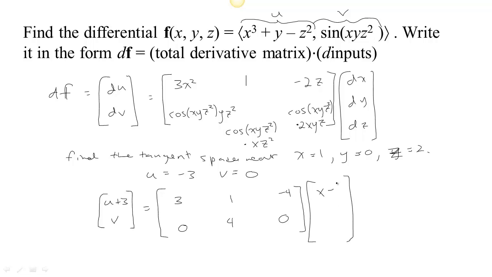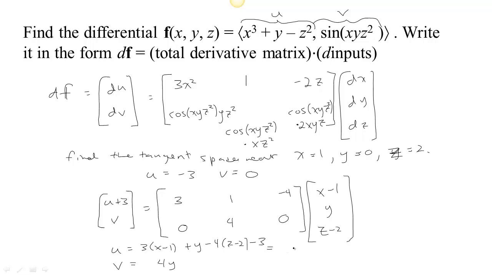These get multiplied by the changes in my inputs. So how far does x move from 1, y from 0, and z from 2? We get these two linear functions for u and v. u is going to be 3 times (x minus 1) plus y minus 4 times (z minus 2), and then move this 3 over, so minus 3. And v is going to be just 4 times y, because we have 0 times (x minus 1), 4 times y, and 0 times (z minus 2). So we get these two linear approximations.